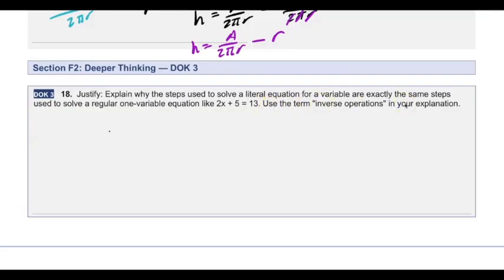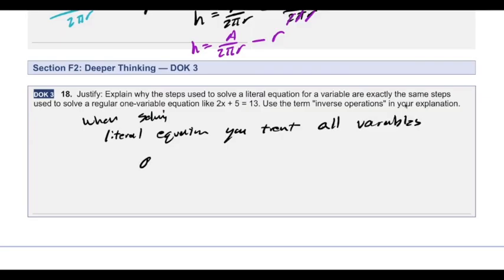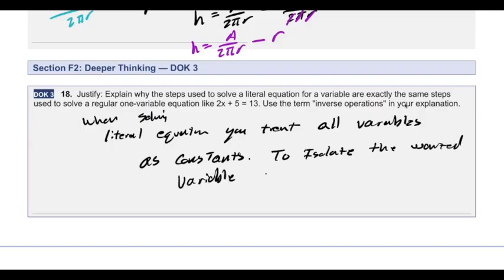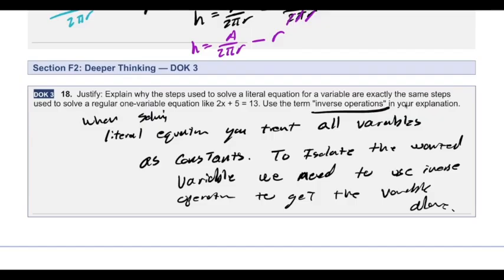Well, when solving literal equations, you treat all variables as constants. And then to isolate the wanted variable, we need to use inverse operations to get the variable alone. And that's why. I'm not sure that's the best explanation, but that's what I could think of. Anyway, that's the worksheet.